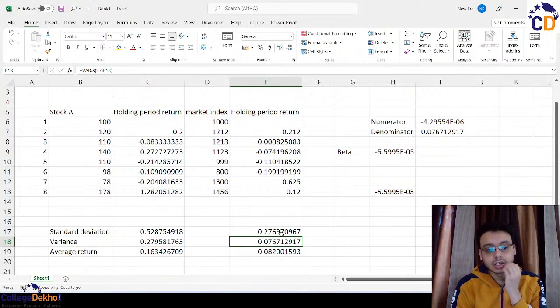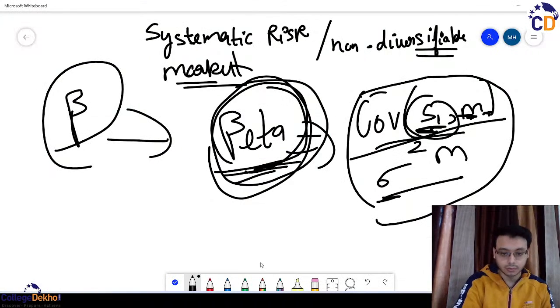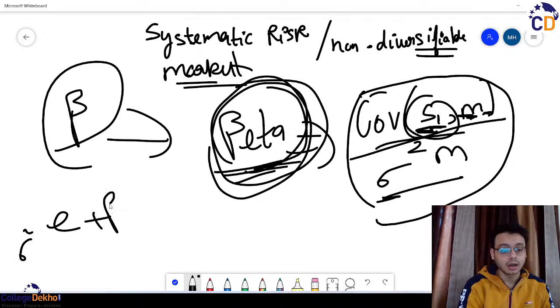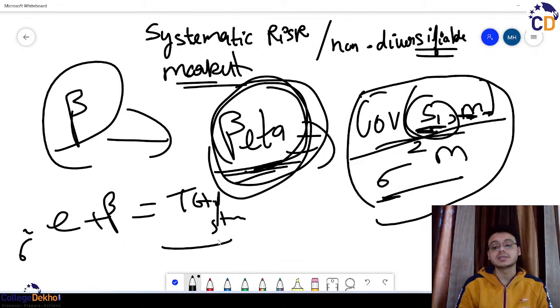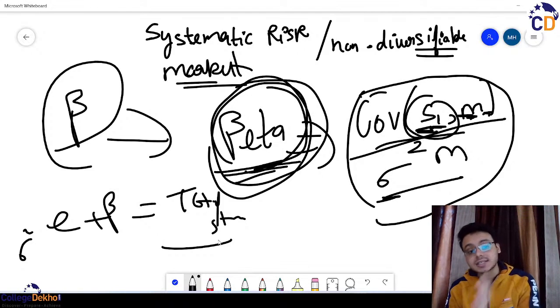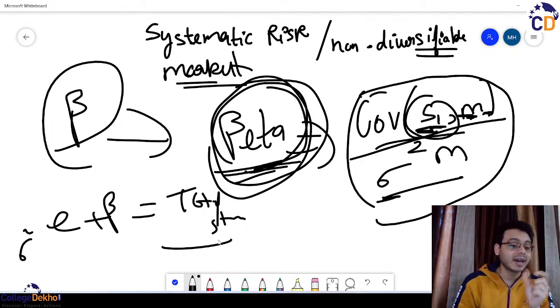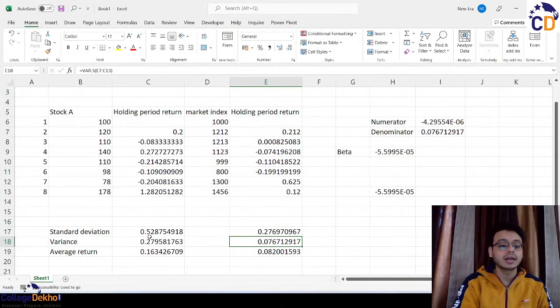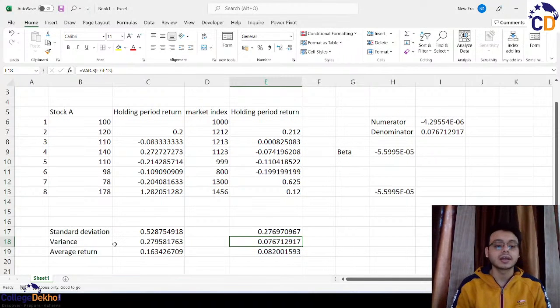and the average return. So see, when you calculate the total of your error term, which was the unsystematic risk, plus your beta, it gives you your total standard deviation, and that is the total risk. Your total risk comprises the unsystematic risk plus the systematic risk, that is the error term plus the beta. So the standard deviation that we are calculating here is the total risk.